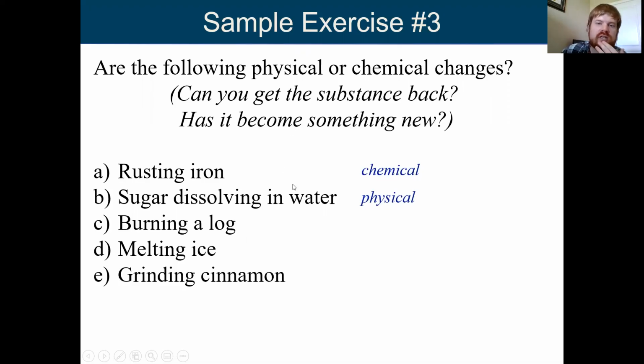Burning a log, we talked about this as well. You take a log and you burn it into carbon dioxide and water vapor. That's a chemical change. Melting ice, well, it goes from a solid to a liquid form, but it's still water. So melting ice is also going to be a physical change. And finally, grinding cinnamon. You're taking a stick of cinnamon and you're turning it into small little powder of cinnamon. That is as well a physical change.